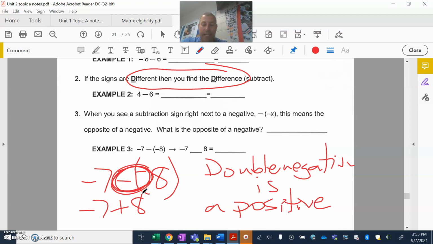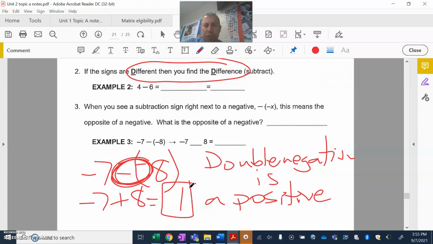So 7 is negative. The 8, look to the left, it's positive. See the plus sign there? All right. So I've got different signs, which means I'm going to subtract. 8 minus 7 is a 1. And what do we have more of? Well, we had more of the positives. The 8's bigger than a 7. So it is a positive 1 that we are after.